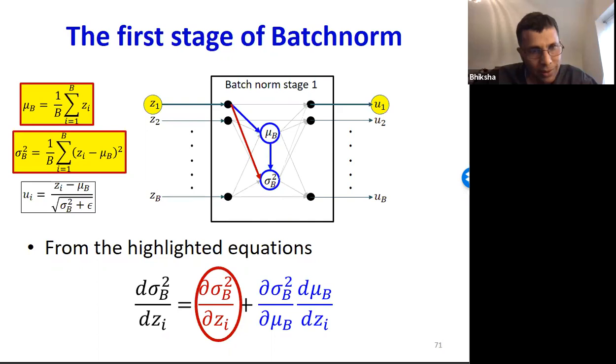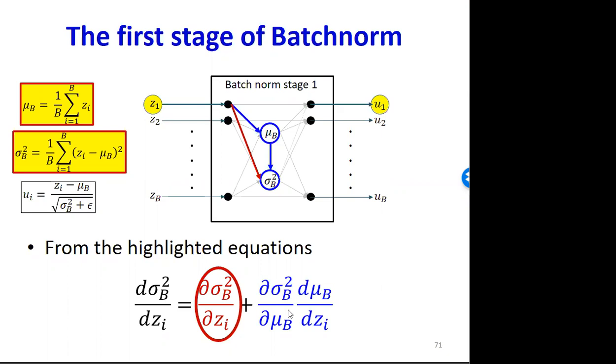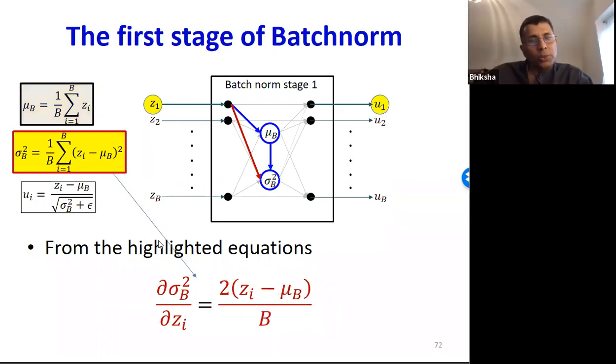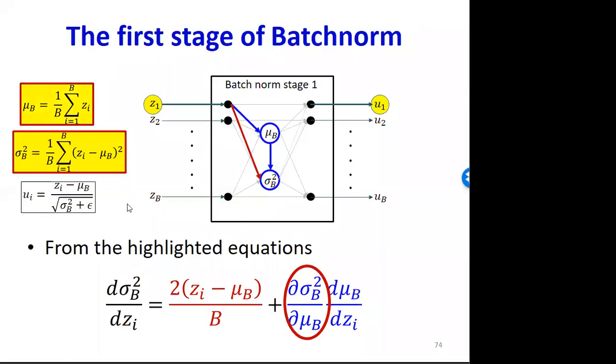Anyone? That's 1 over B. Is it 1 over B? It should be 2 over B times Zi minus. Oh, yeah. That's correct. 2 times Zi minus mu B over B, correct? Beautiful. So we've done this. What about the second term?